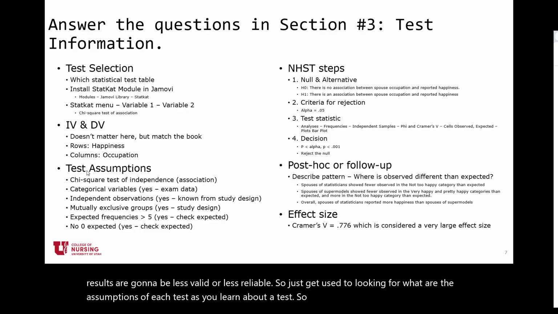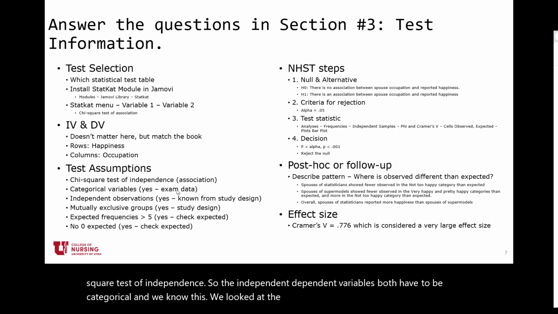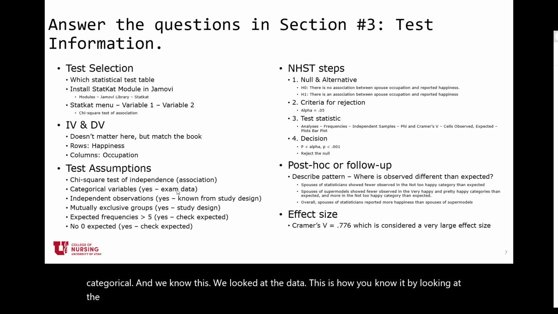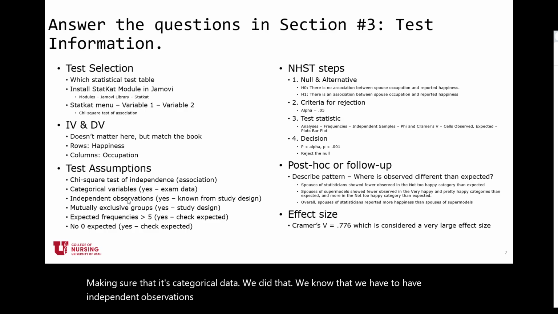So here are the assumptions for the chi-square test of independence. The independent and dependent variables both have to be categorical. And we know this, we looked at the data. This is how you know it, by looking at the data and making sure that it's categorical data. We did that. We know that we have to have independent observations, meaning that observations cannot be related to each other.